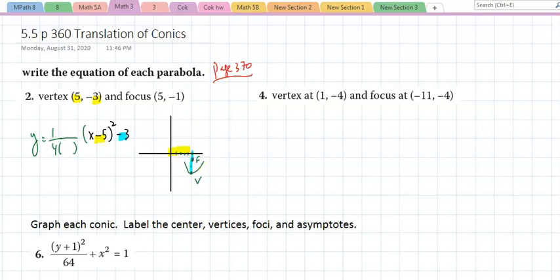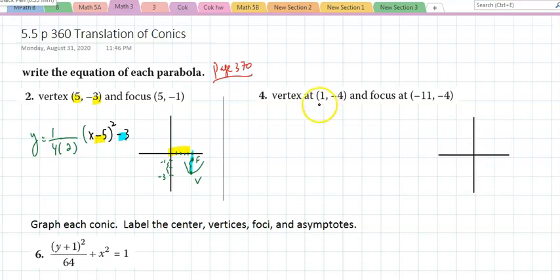Now, to figure out what p is, isn't p this distance? Since I'm going from negative 3 to negative 1, isn't that a distance of 2 units? There it is, done. If you understand the graphs, this is a very quick section.